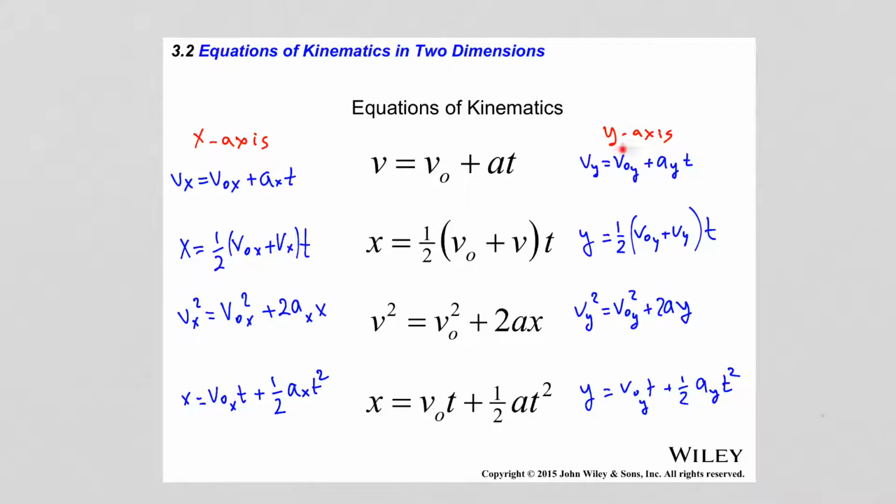And then along the y-axis, I index everything for the y-axis. So vy is equal to v0y plus ay times t. y, the vertical displacement, is equal to 1/2 v0y plus vy times t. vy squared is equal to v0y squared plus 2 times ay times y. And then finally, y is equal to v0y times t plus 1/2 ay times t squared. So these are the general kinematic equations in two dimensions, broken down by axis orientation.